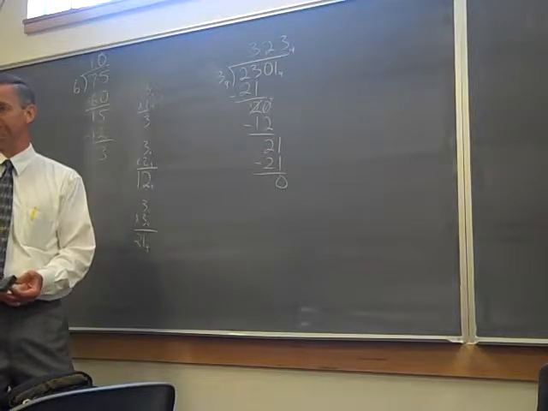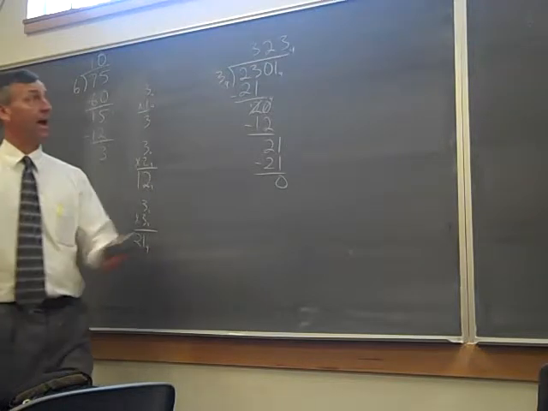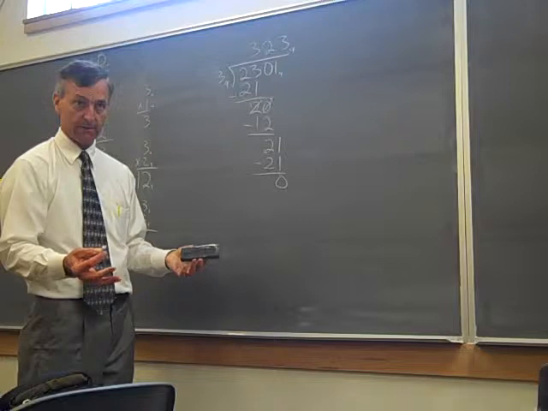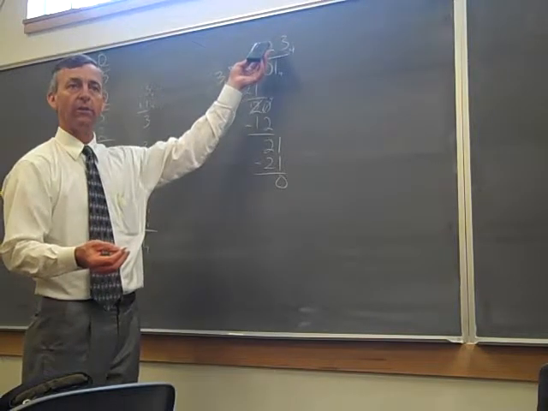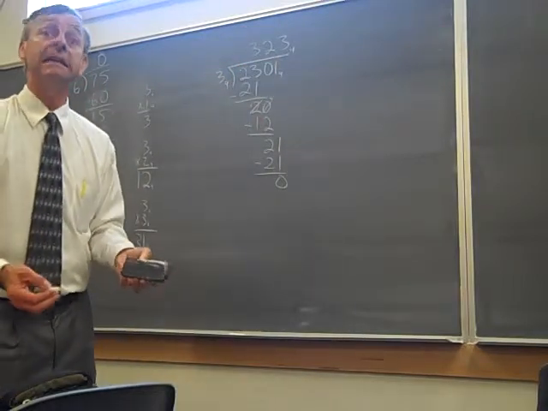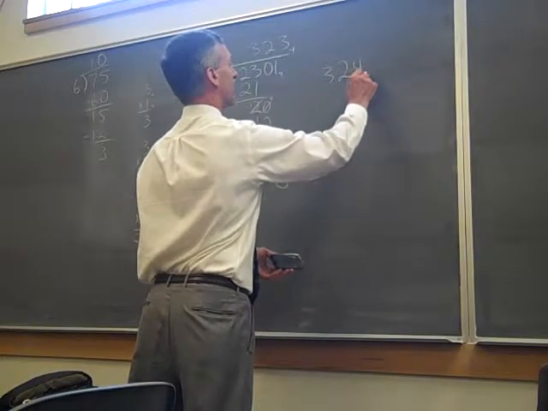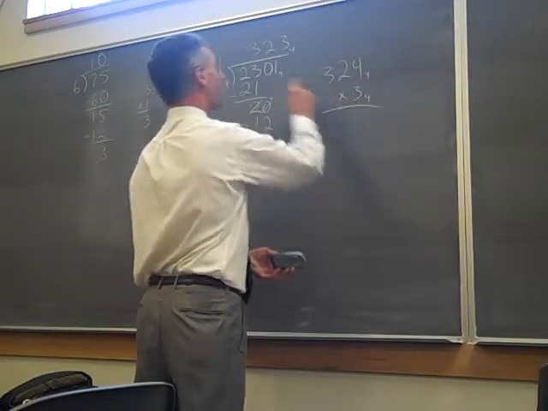Okay, how can I check it? You transfer everything to base 10. I could convert this number to base 10, this number to base 10, divide with my calculator, and then convert that answer to base 4 to see if that's it. How else could I do it? Couldn't you just multiply your answer by the divisor? Yes. We can take our quotient and multiply by the divisor, and that should give us the dividend.